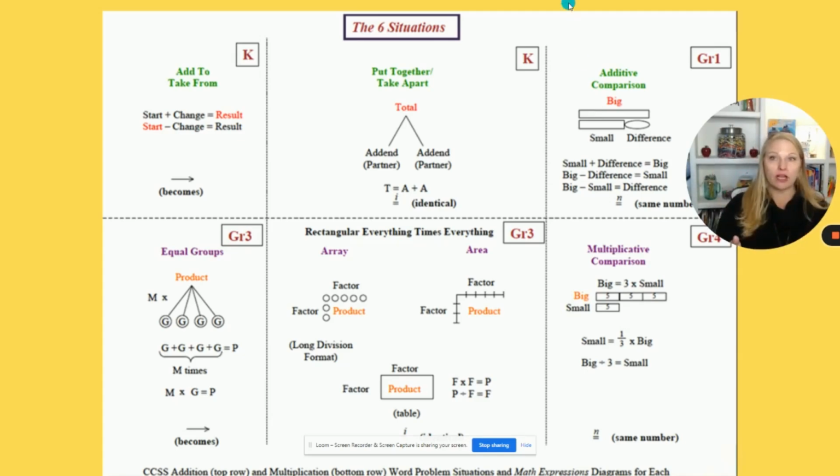Now you can see where the grades are that are responsible for these particular problem types. And the grades that everything that happens before grade 3 is also responsible for, in addition to all these new ones that grade 3 has to do. So equal groups, area, and array. They also do equal shares, which is our division. Multiplicative comparisons. This is in 4th grade.